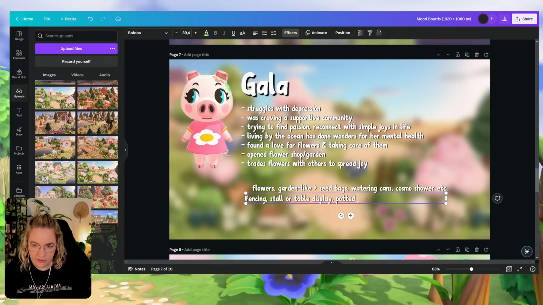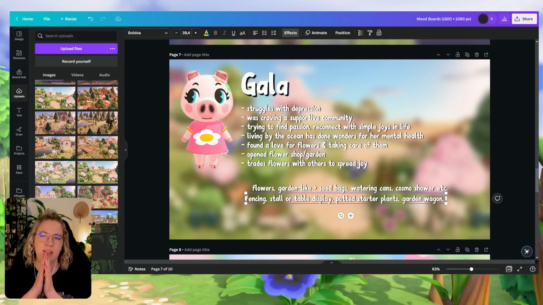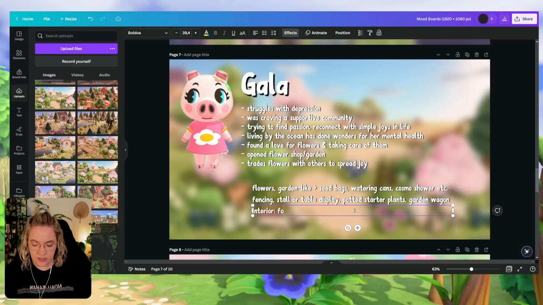I definitely have the potted starter plants in mind, and maybe the garden wagon. I'm not sure if the colors work, but I think there is a white version for that one. And then maybe for her interior, we could also focus on her love of the sea.